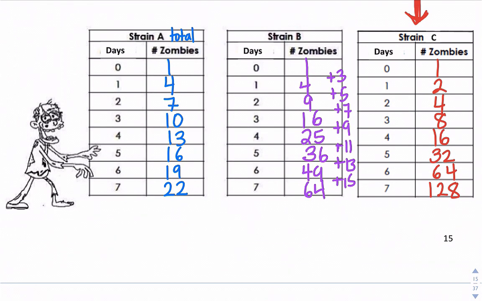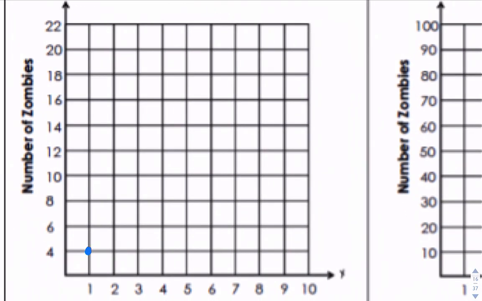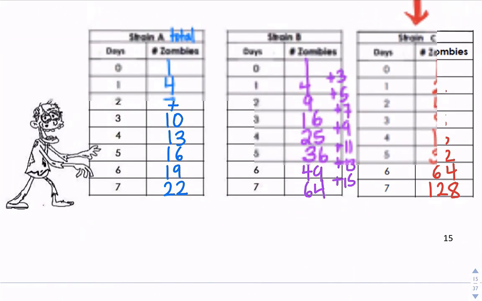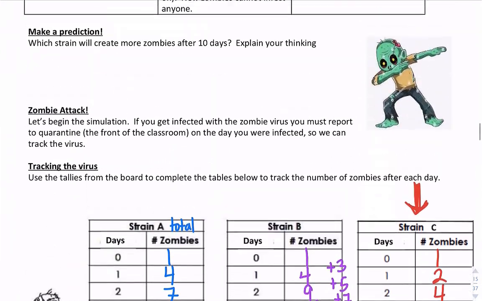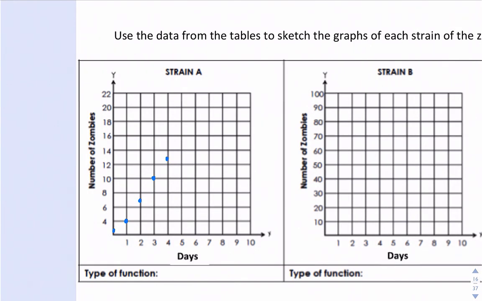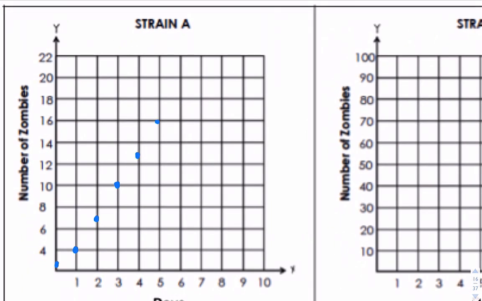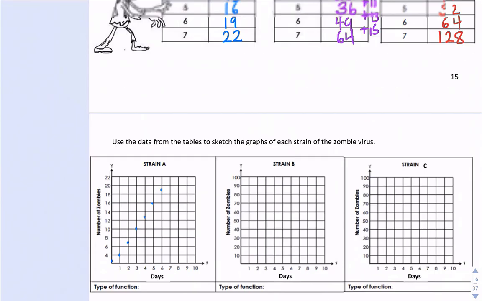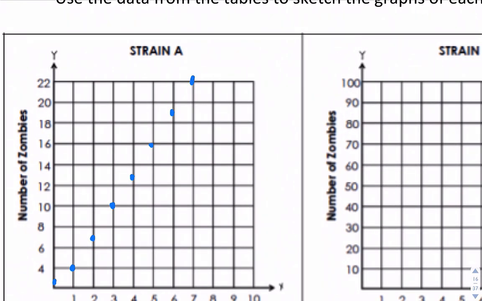Okay, so here we have 0, 1; 1, 4; 2, 7; 3, 10; 4, 13; 5, 16; 6, 19; and 7, 22. All right, so there's strain A.